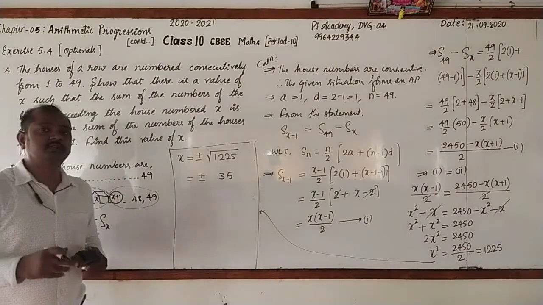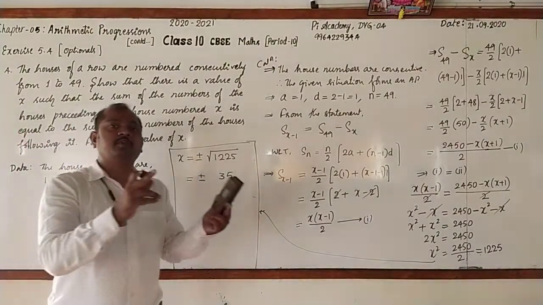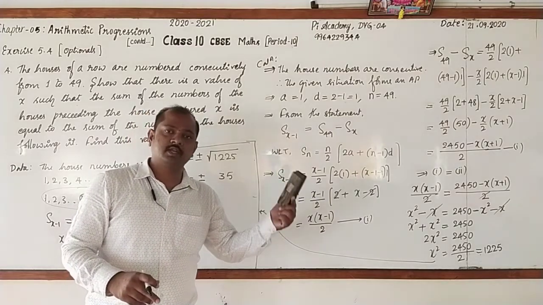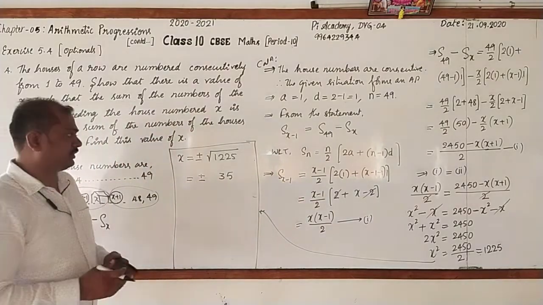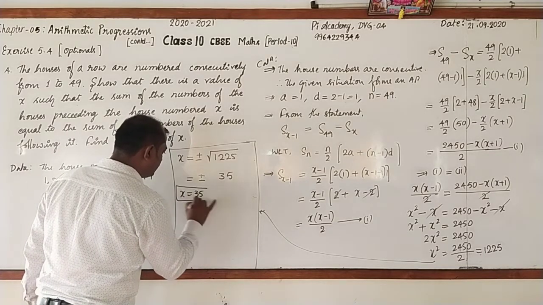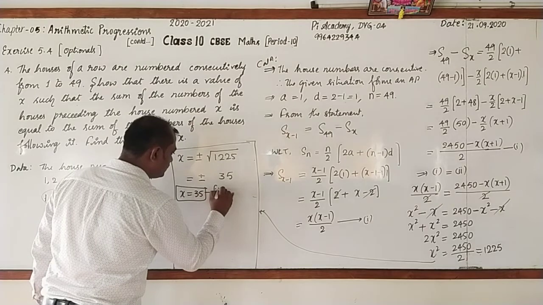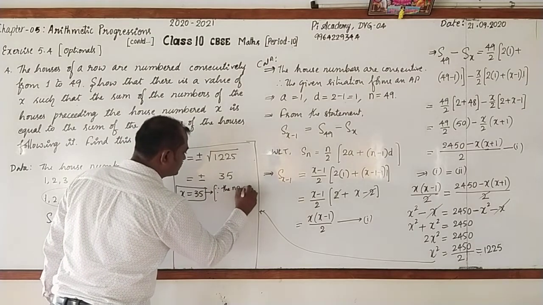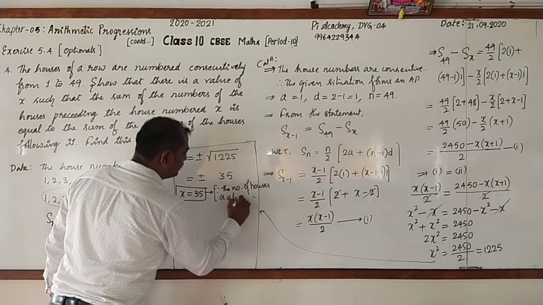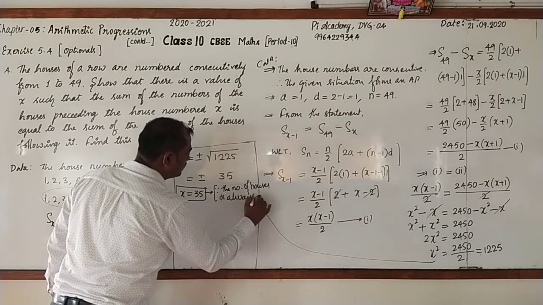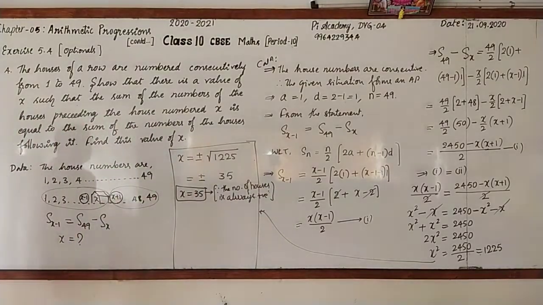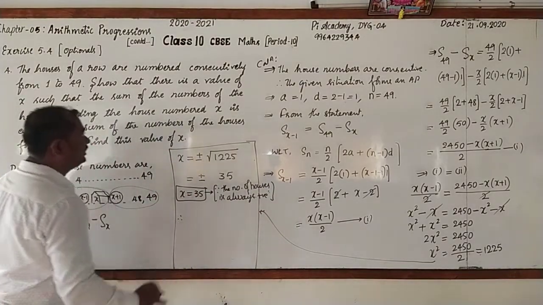It is plus 35. The reason is the number of houses will always be positive. Number of students will always tell in positive number. Here I will write x equal to plus 35. Reason, the number of houses is always positive. Clear?